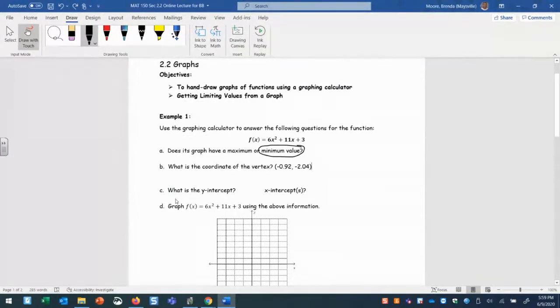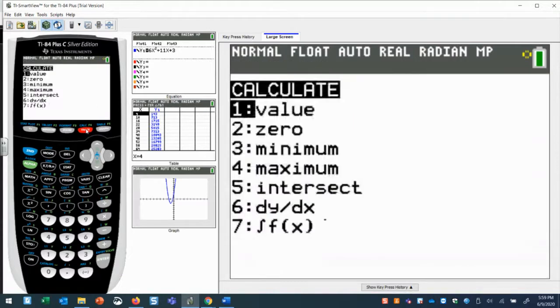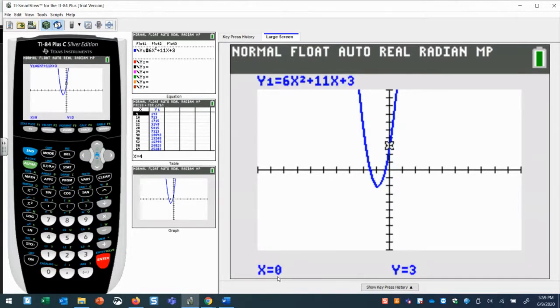Now it wants me to find the y-intercept and the x-intercept. The y-intercept is right here. It's where the graph crosses the y-axis. At the y-intercept, the value of x is 0. So again, I'm going to calculate the value, number 1, and the x value is 0 for the y-intercept, and it gives me the y-intercept is 0, 3.